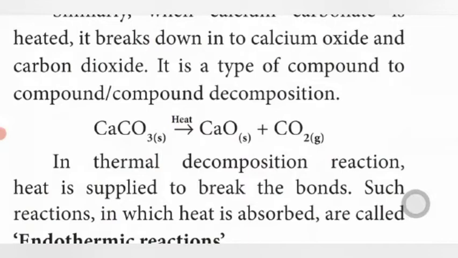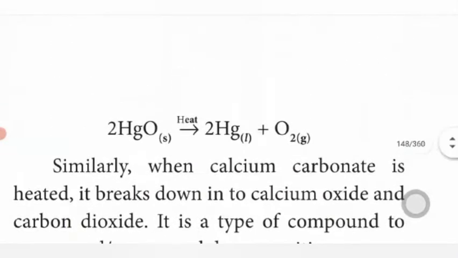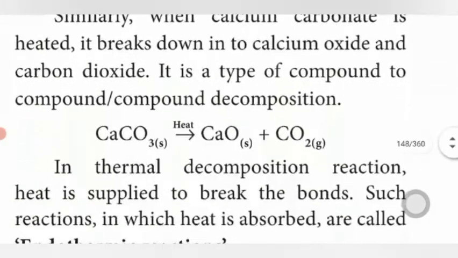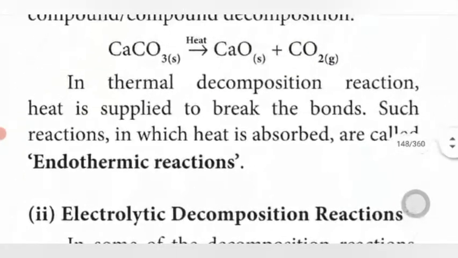Calcium oxide is also a compound, carbon dioxide is also a compound. This is what type of decomposition reaction? Thermal decomposition reaction. Compound to compound. But mercury oxide decomposition is a compound to element and element decomposition reaction. In thermal decomposition reaction, heat is supplied to break the bond.